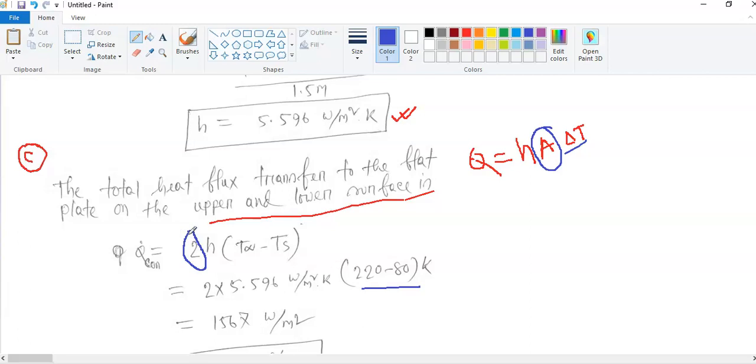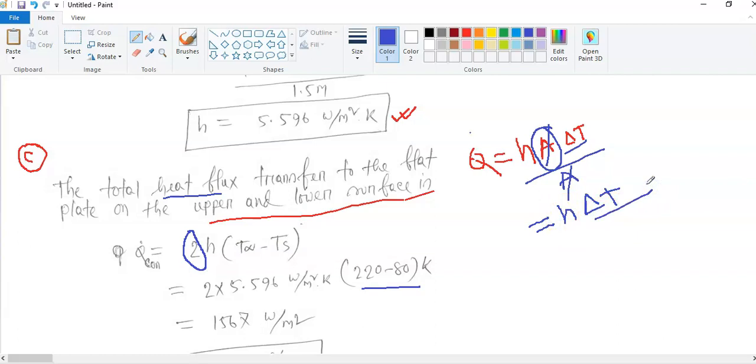Why? So the thing is, we are calculating the heat flux. I'm not going to discuss the theory, but when you calculate the heat flux, you need to calculate per unit area. So you need to divide by the area. So this area and this area will cancel out. So heat flux is just h delta T, the heat transfer coefficient and the temperature difference.